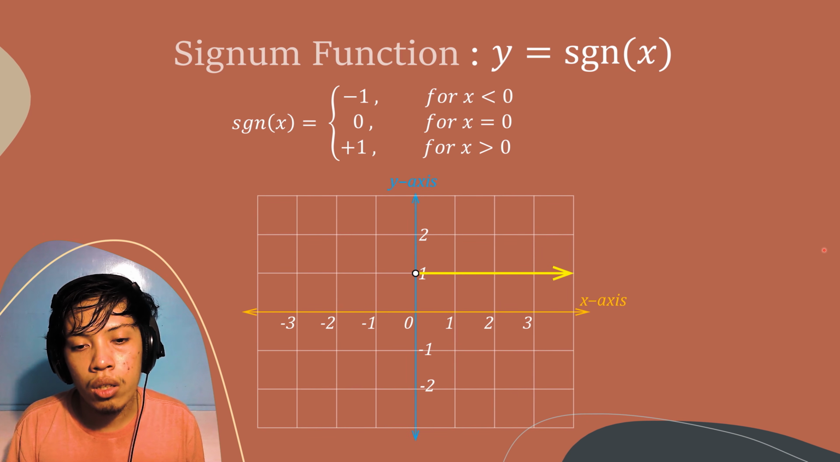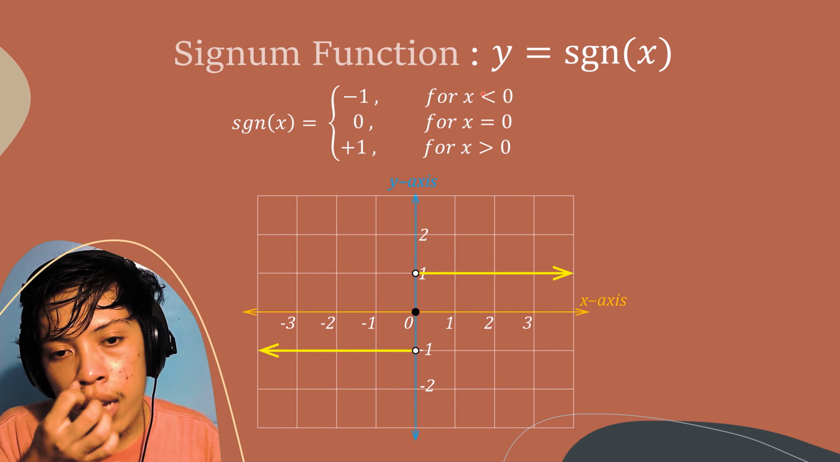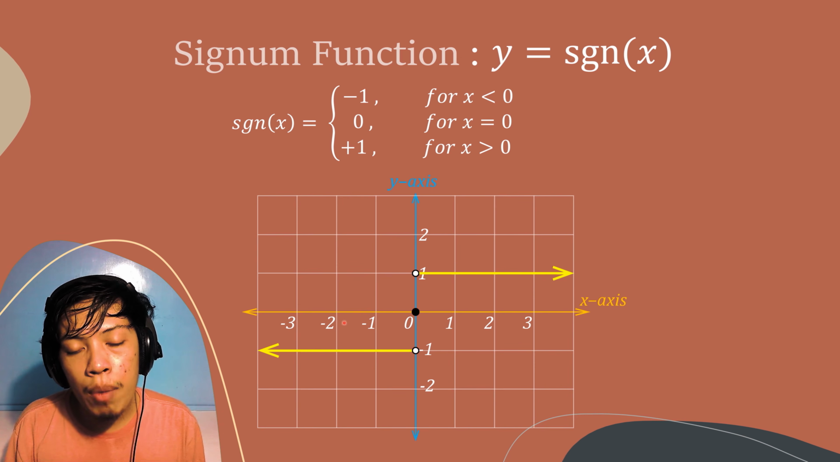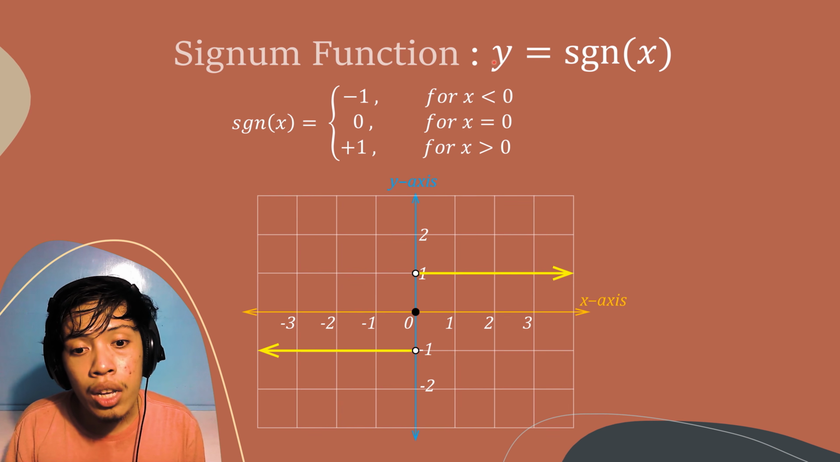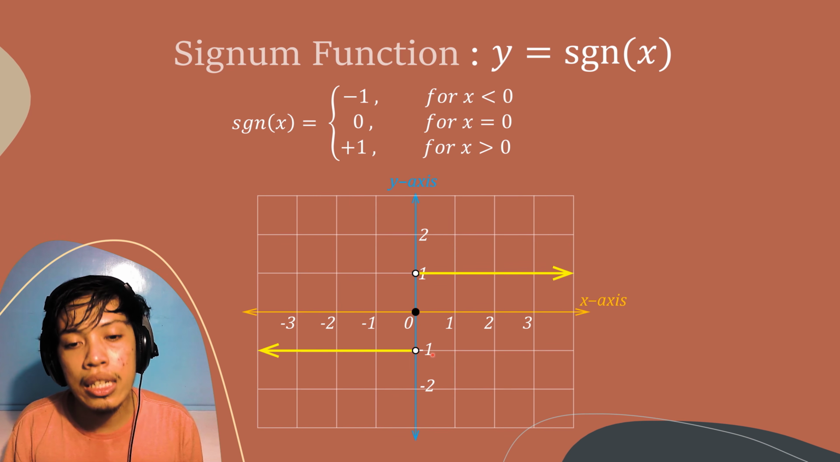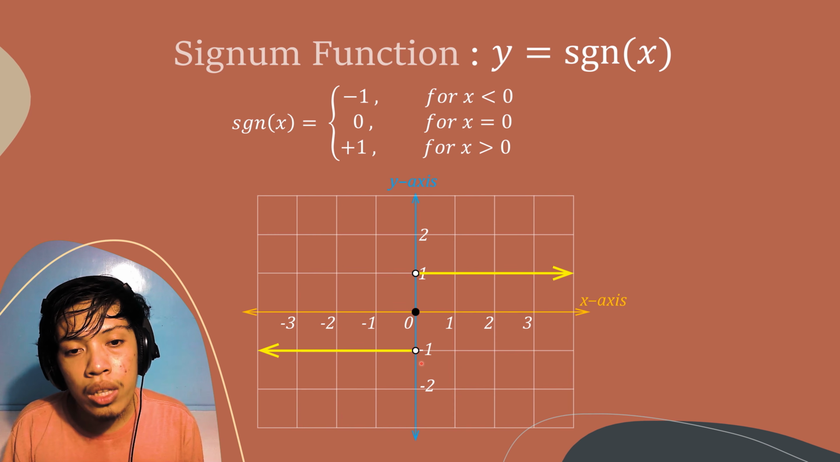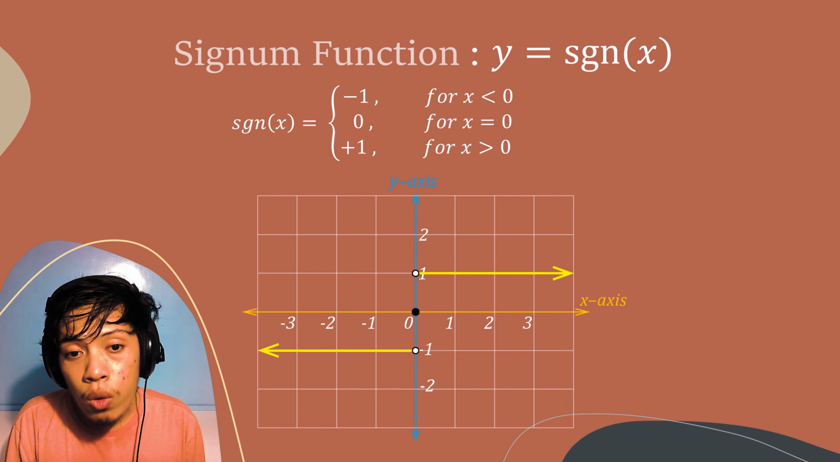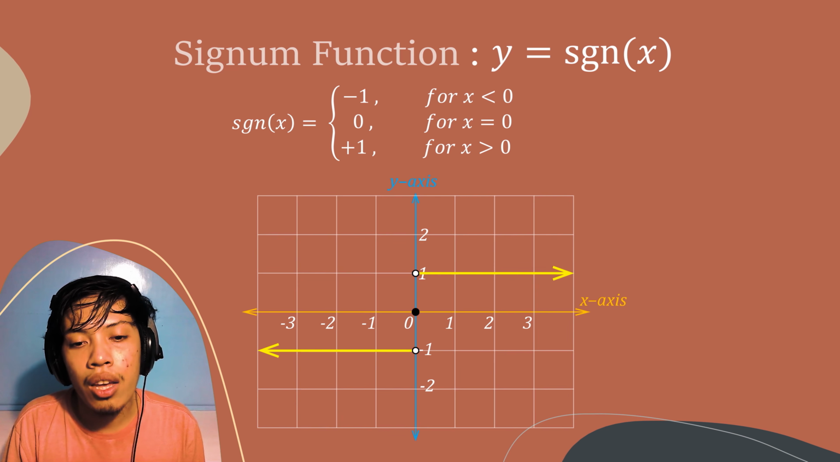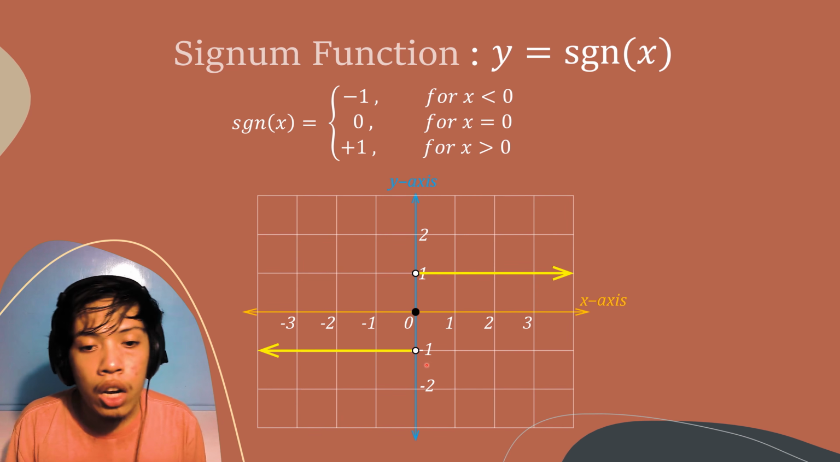Okay. So, for x less than 0, so for the negative numbers, the value of the signum function, the value for y, is -1. That's why your graph here goes like this. Take note, this is a hollow dot. This is not a solid dot. That is because we used less than 0. If this were less than or equal to 0, then this would be a solid dot. But since it is not, this is a hollow dot.